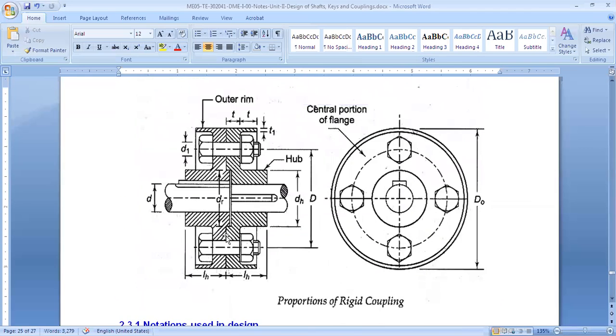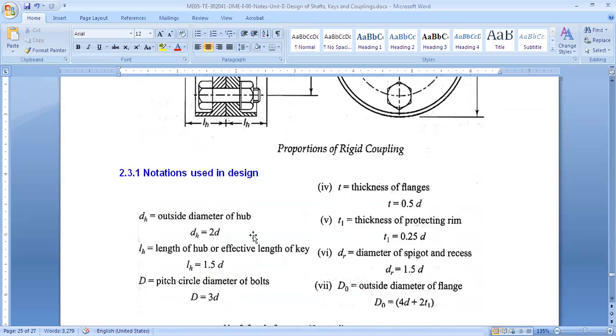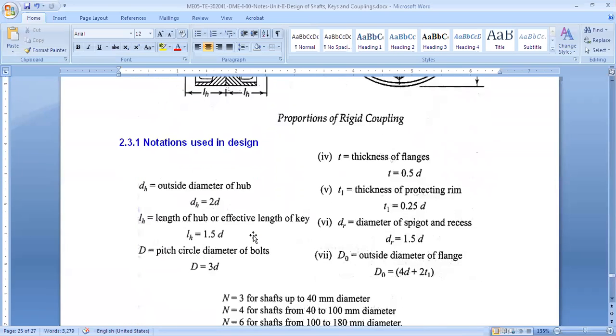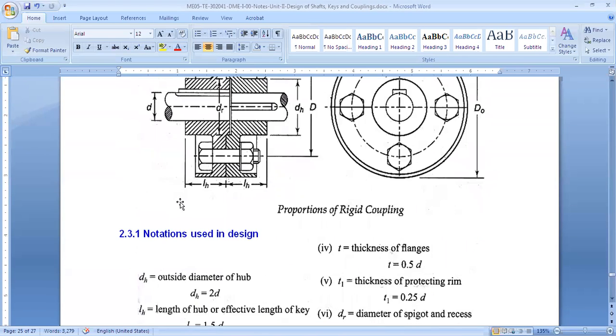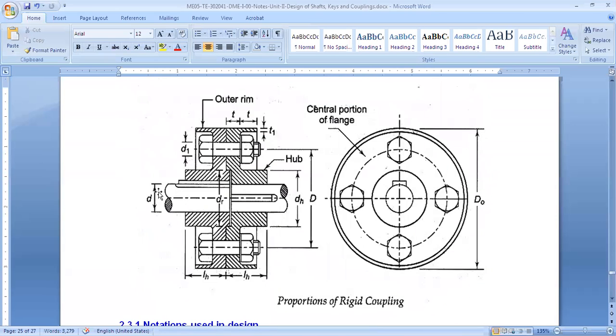Okay, so now we know the nomenclature, the different parts and the dimensions of those parts. Now we will try to design those. We take some standard dimensions and we will check them for failure. This is the design procedure we'll follow. Now DH, the outside diameter of the hub, is 2D. So first we will try to find out D, the diameter of the shaft. How will we find that?